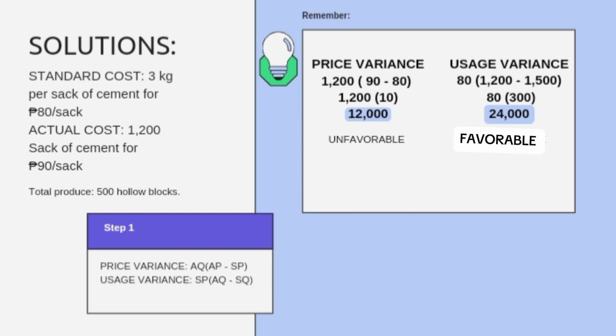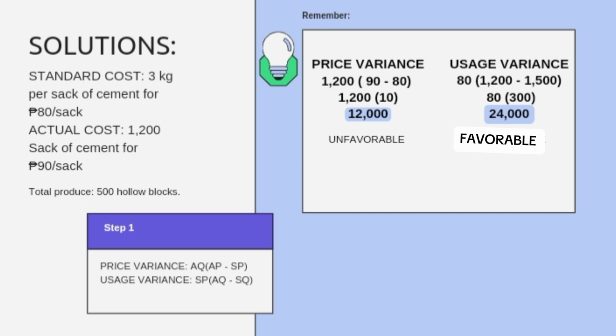Actual quantity is equal to 1,200, actual price is equal to 90, and standard price is equal to 80. First, know the difference between the actual price and standard price. 90 minus 80 is equal to 10. And then multiply it by the actual quantity, which is the 1,200, and the answer would be 12,000. And it is considered unfavorable because the actual price is much higher than the standard price, which means that the material price used for production is higher.